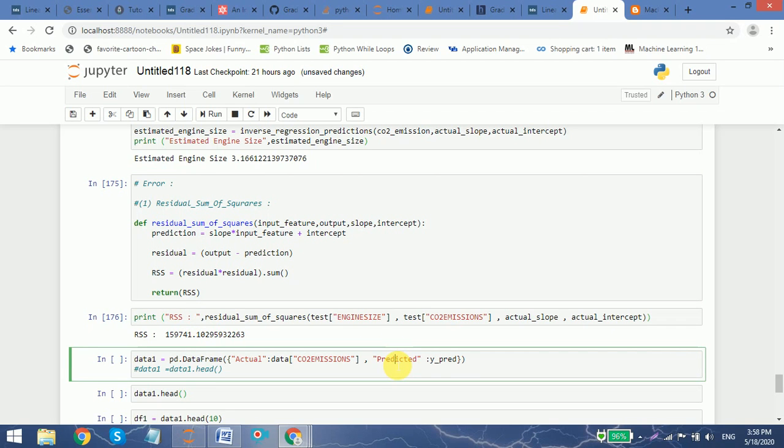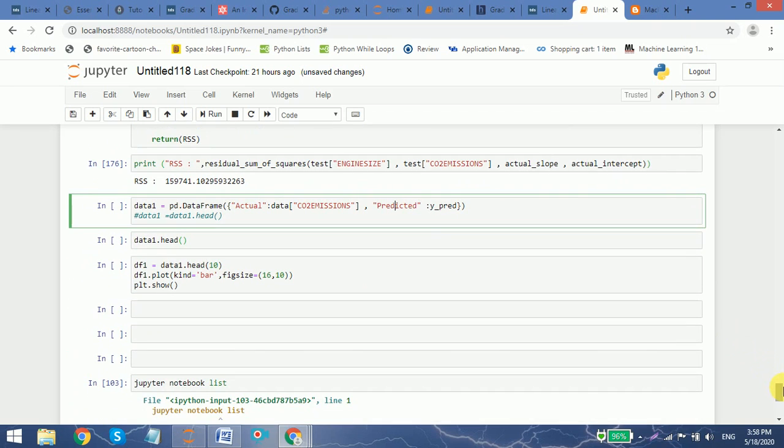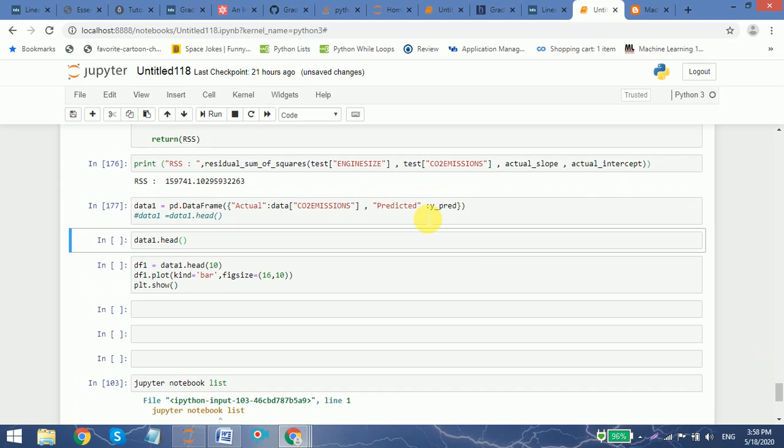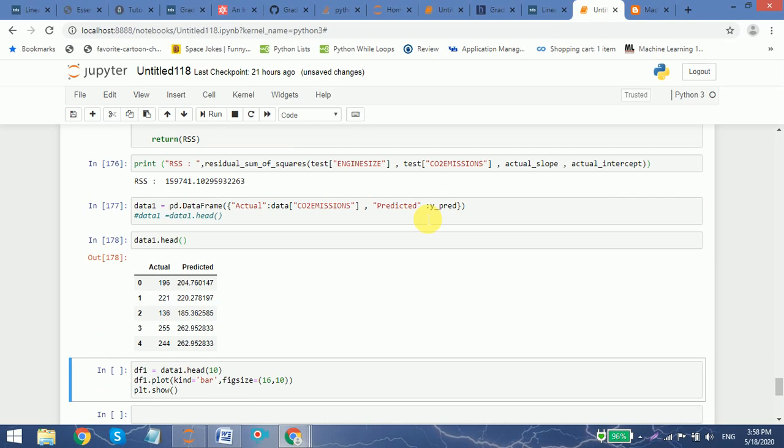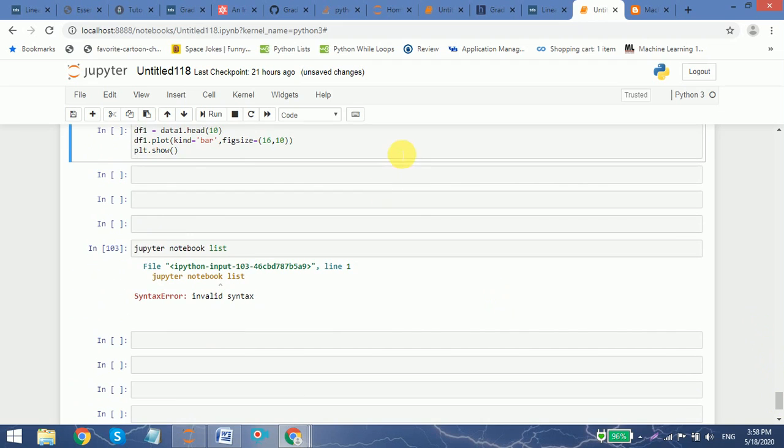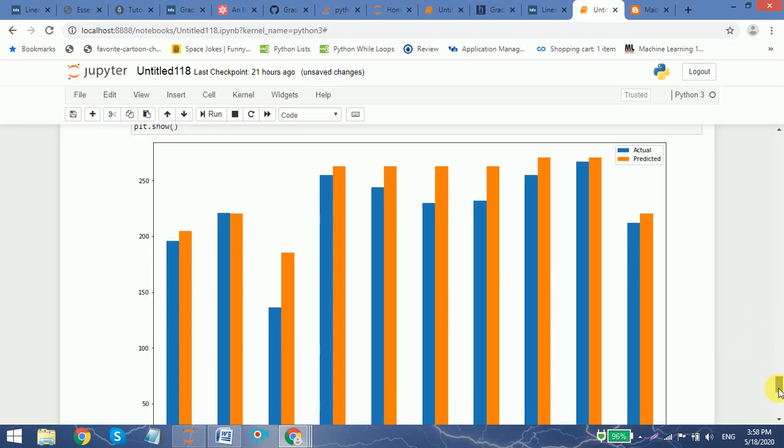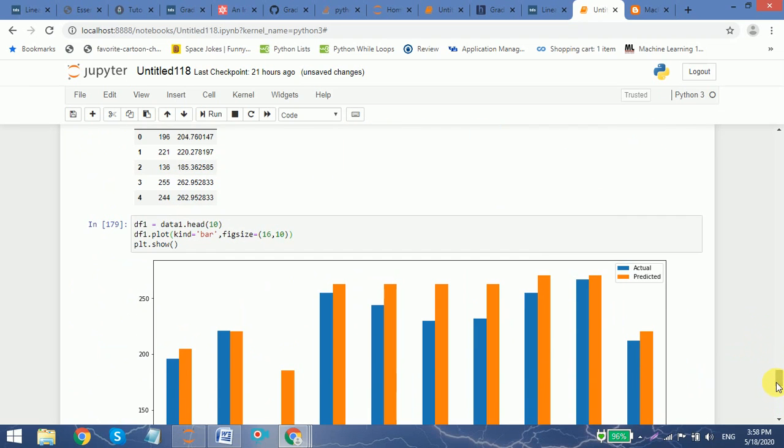Now what we want to do is print or plot our data and check how much different it is from our predicted value or our actual data. So here are our actual and predicted data. Here I think we can plot a graph for it. Yes, here we are. The blue line is our actual data and the orange is predicted data. We can see that it is nearly accurate.